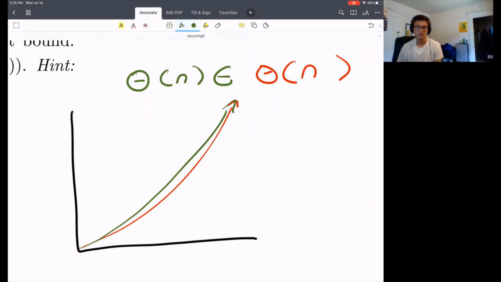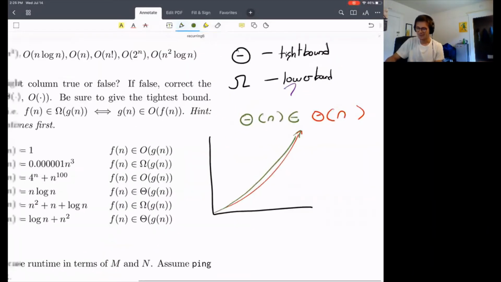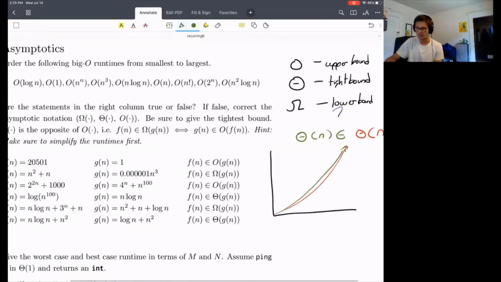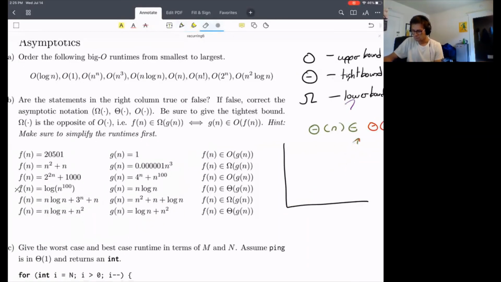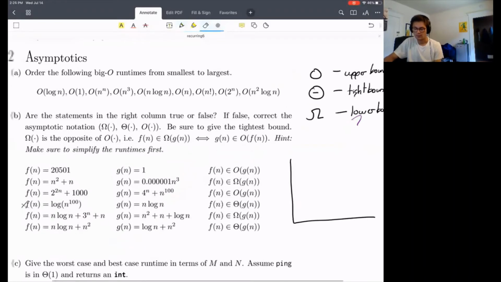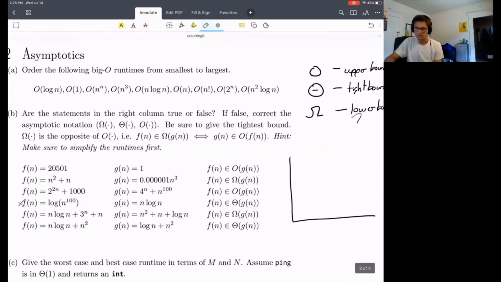Okay, I hope that makes sense. That is basically my big explanation on asymptotics and running time. Now let's actually do this problem now that I've given you this huge explanation. And don't worry, we will justify it the same way with drawing, with diagrams. But yeah, so, okay.